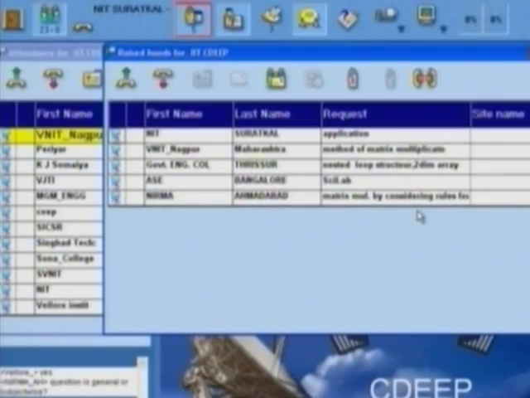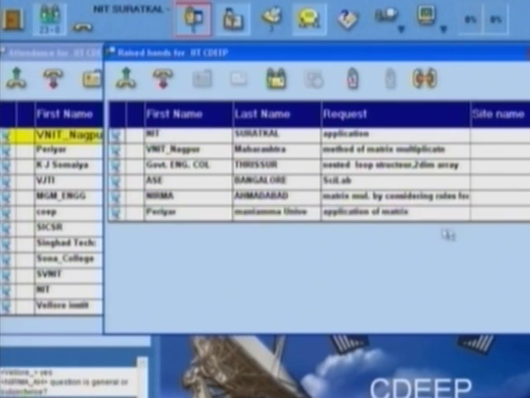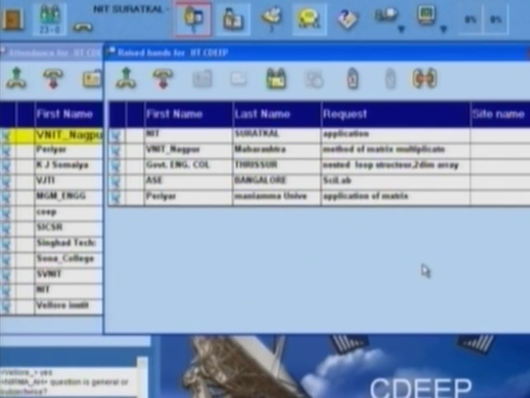Okay, matrix multiplication considering the rules for multiplication. Rows and columns are to be the same, and some extra information. Application of matrix multiplication, great. Can we have two more? Okay, substitution techniques, the different techniques of matrix multiplication. We'll have one more, please.